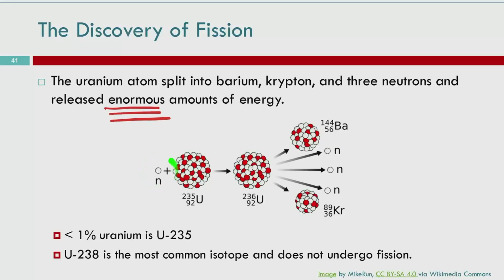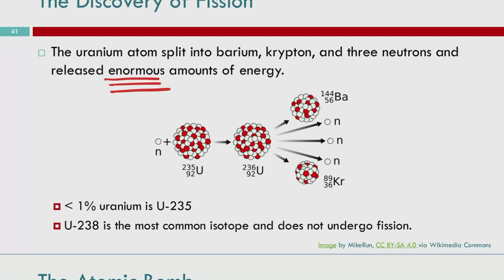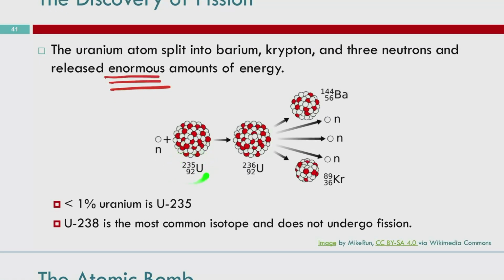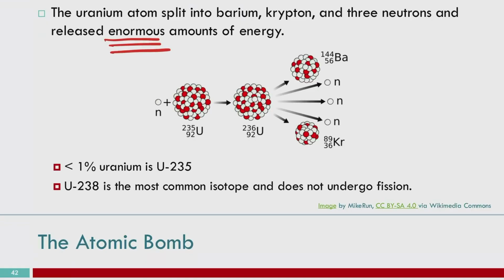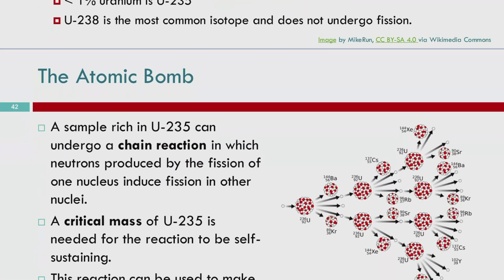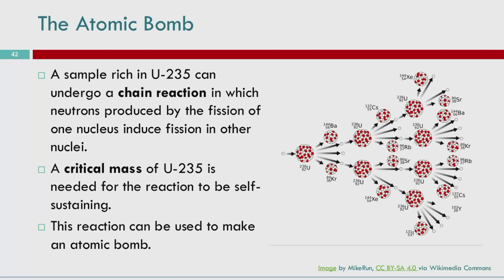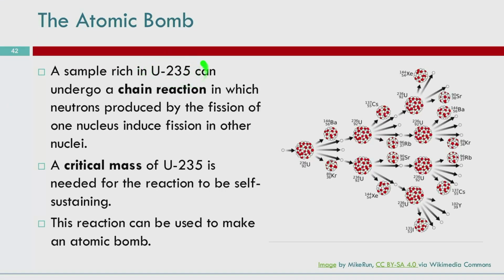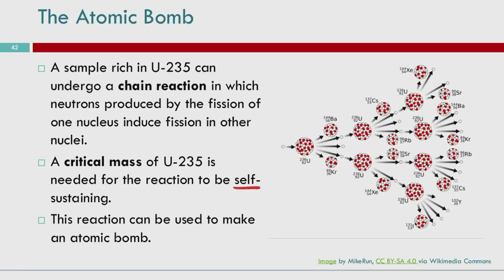Since we started with a neutron and produced 3 neutrons, this has the potential to undergo a chain reaction if you have a sufficient amount of uranium-235. These neutrons can go on to hit other uranium-235 nuclei and cause this process to happen again. And this is what happens in an atomic bomb. If you've got enough of this uranium-235, the nuclide that can undergo this chain reaction, then you can get a self-sustaining reaction.